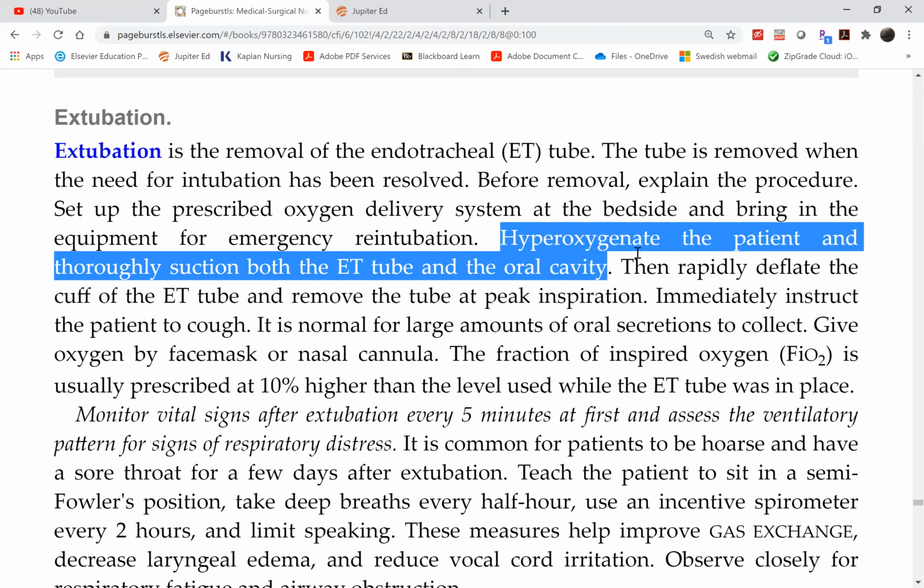So hyperoxygenate. Remember to suction the ET tube, especially the subglottal area and the mouth, and then rapidly deflate and take out the tube, and then instruct the patient to cough. The coughing is important because we may miss some secretions. Right after we suction, there will be secretions there again, because the presence of the tube will always stimulate secretions. Just after you take out the tube, the patient is instructed to cough. But you don't have to tell them, they will cough on their own anyway. But just remind them to cough.